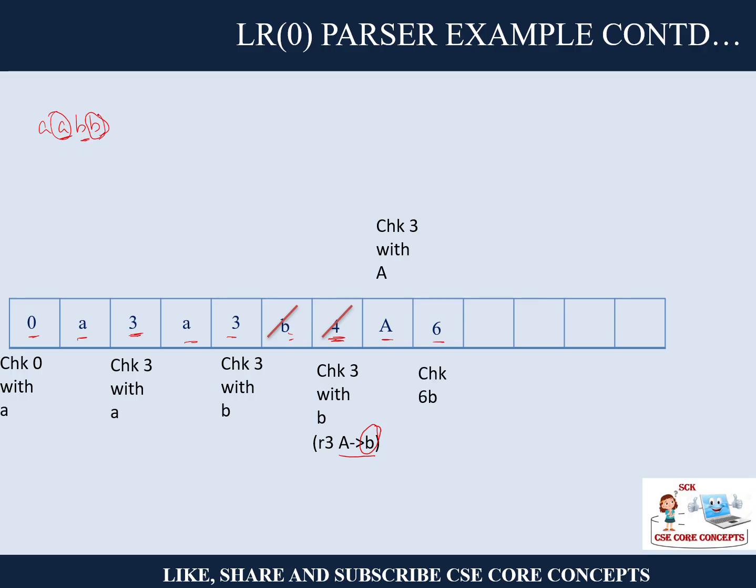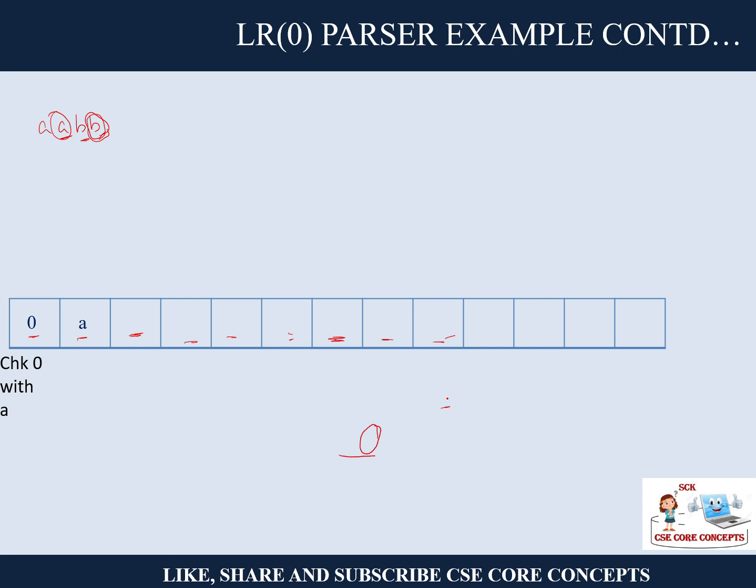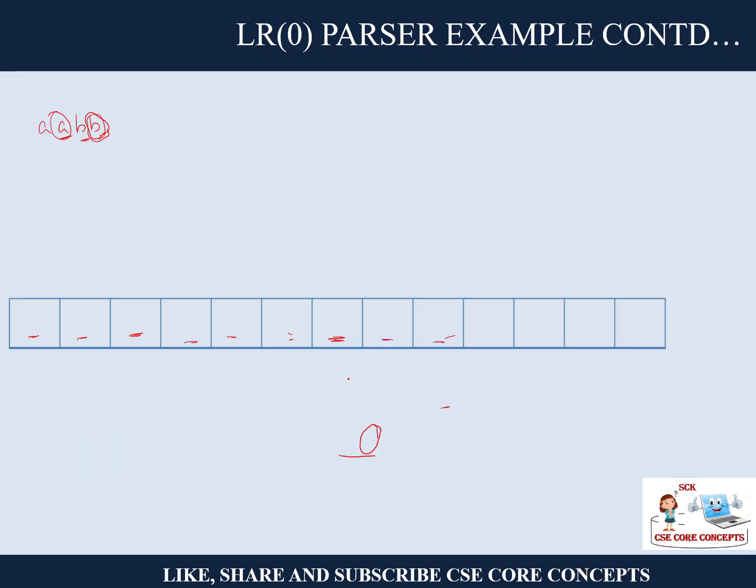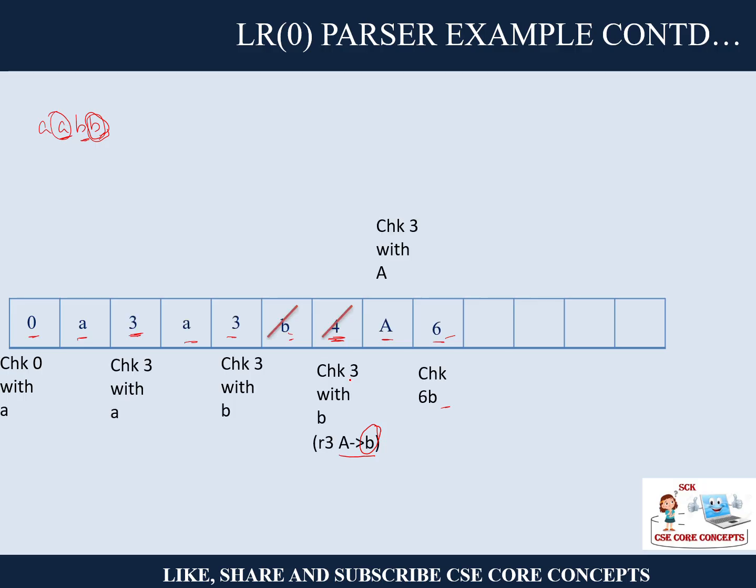Now the next string is what? B, right? So you have to check 6 with B, right? So let's check 6 with B. Let us go to closure 6 with the non-terminal B, it says R2. So which is your rule R2? Your rule R2 was A to small a capital A. How many elements are there? 2 elements. So double you have to pop out. So 1, 2, 3 and 4. So all these have been popped out, right?